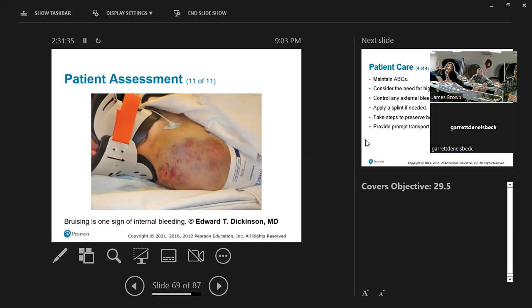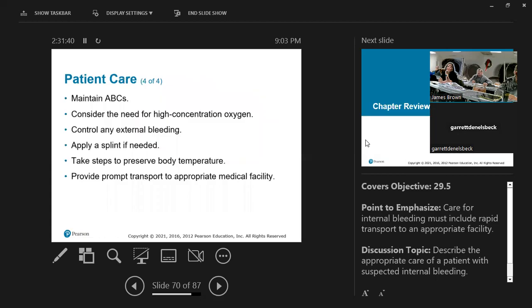Obviously, that looks like he's got bleeding up in his shoulder. I wouldn't be too. Okay, that looks like it hurts.